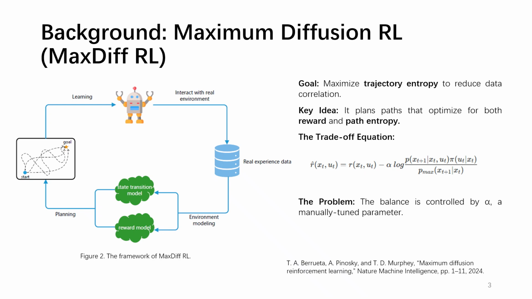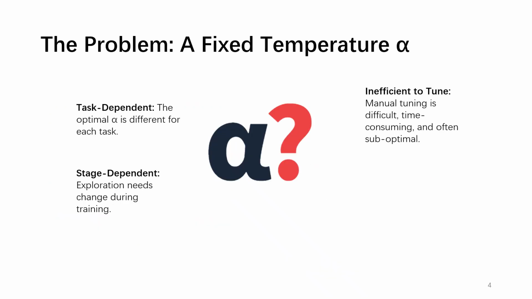This trade-off is mathematically captured by this modified reward function. In this equation, parameter alpha directly controls how much weight is given to exploration versus exploitation. The problem is that in the original framework, this crucial parameter must be tuned manually.